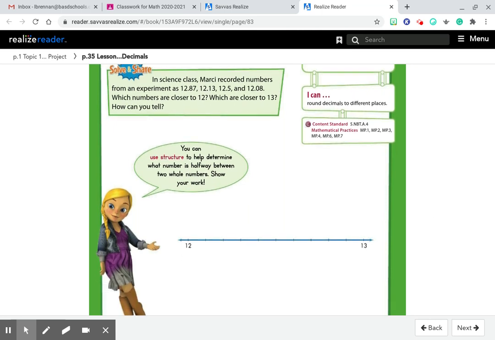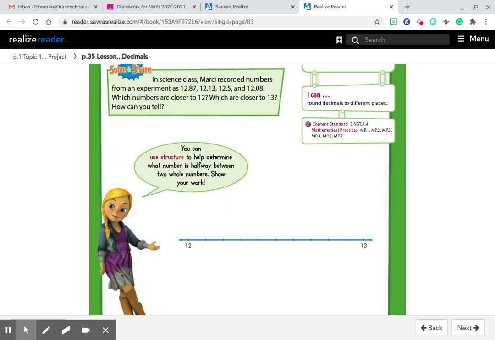So we can record these on a number line to help us out here. And we can see all of them have 12 in the ones place. So they're all going to be between 12 and 13. So we want to see which are closer to 12 and which are closer to 13. You can use structure to help determine what number is halfway between two whole numbers and show your work.